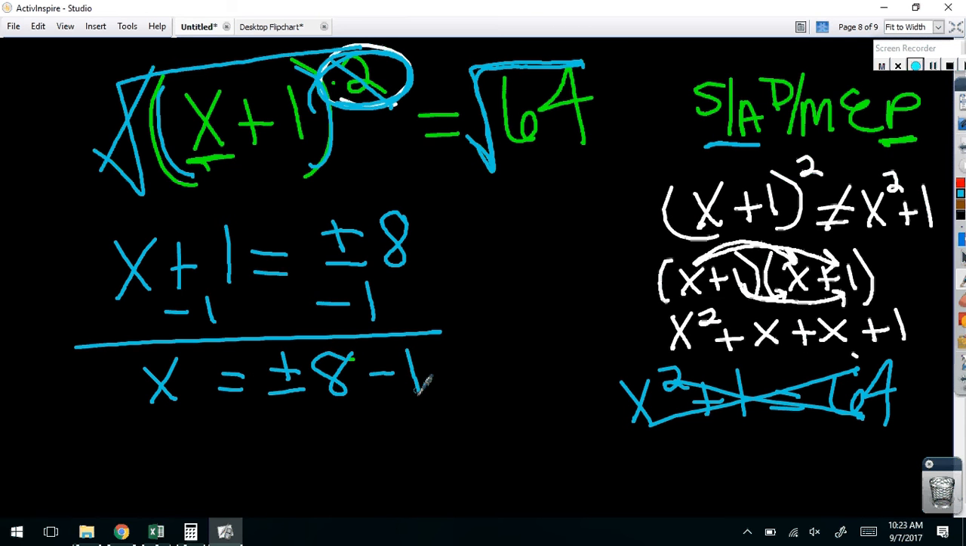I'm not quite done with this one, and the reason is I need you to understand that this is +8 minus 1 or -8 minus 1. That's why it's plus or minus. So it could be either one. So you get 2 answers for these.